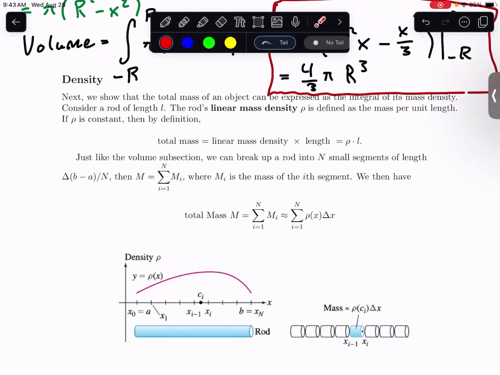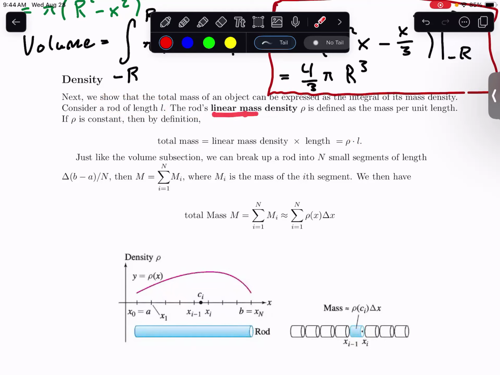Okay, so next we're going to show that the total mass of an object can be expressed as the integral of its mass density. And so the setting is we're going to consider a rod whose length is given by some number L. And so we're interested in finding the total mass, which involves finding the length and the linear mass density.